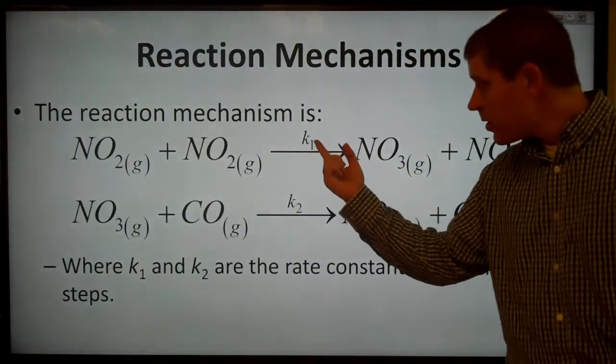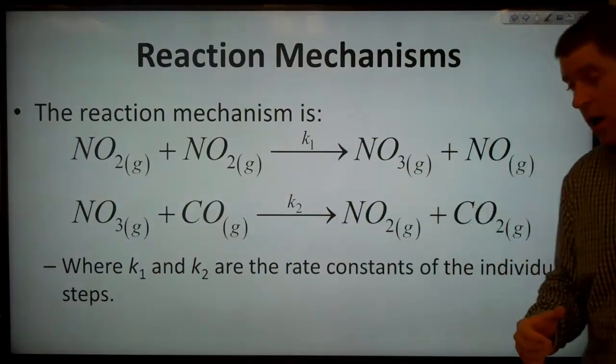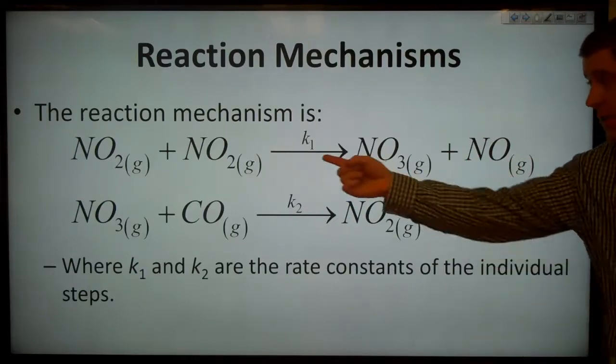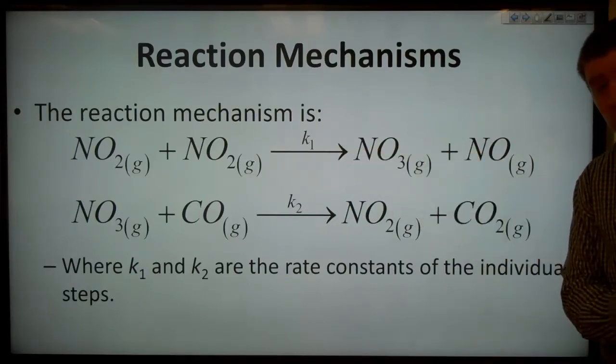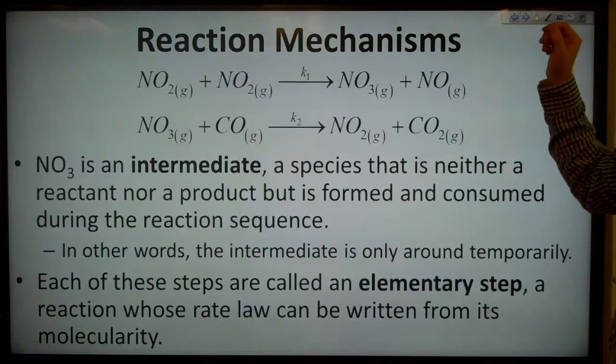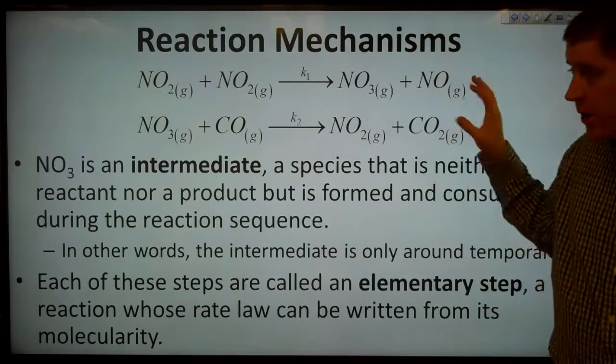Again here, k1 and k2 are the rate constants of the individual steps of the reaction. This is our first step with rate constant k1, and this is our second step with rate constant k2. So I've written those here.